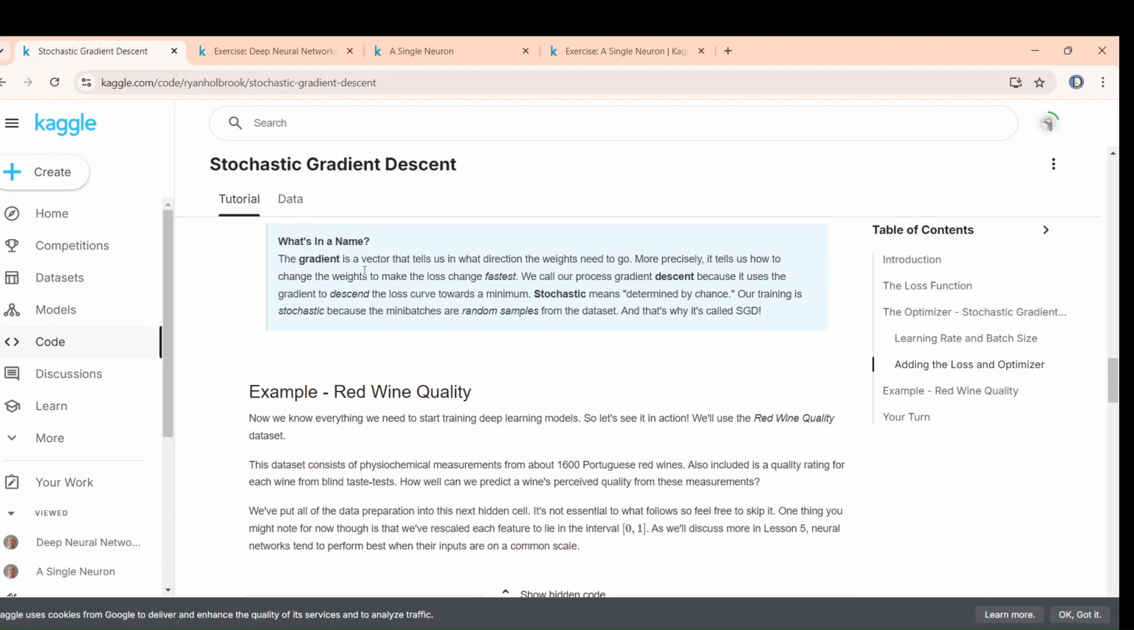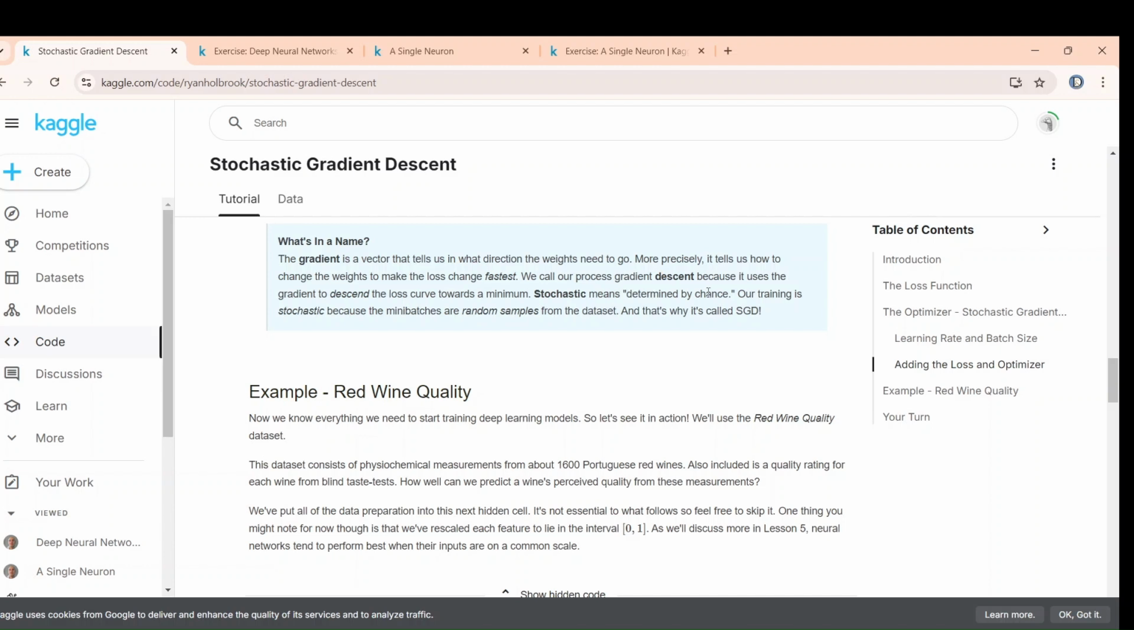What's in a name? The gradient is a vector that tells us in what direction the weights need to go. More precisely, it tells us how to change the weights to make the loss change fastest. We call our process gradient descent because it uses the gradient to descend the loss curve towards the minimum. Because we are trying to minimize the loss. So, suppose this is the loss curve. We are just trying to go to that point where the loss is the minimum. That is why we are using the words gradient descent.